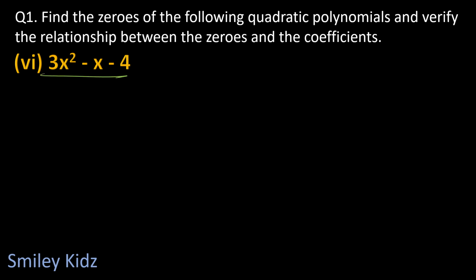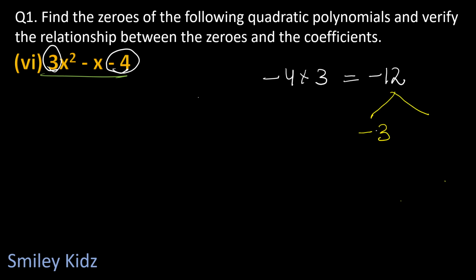Then we have the sixth and the last one of these sub questions. So it says 3x square minus x minus 4. Now again, we're gonna follow the splitting of the middle term procedure. Multiply the constant term with the coefficient of x square. So it's gonna be minus 4 times 3. Now minus 4 times 3 is nothing but your minus 12. Now find out the factors of minus 12. So it can be minus 3 times 4, or it can be minus 4 times 3, right? It can be minus 12 times 1, or it can be 12 times minus 1.